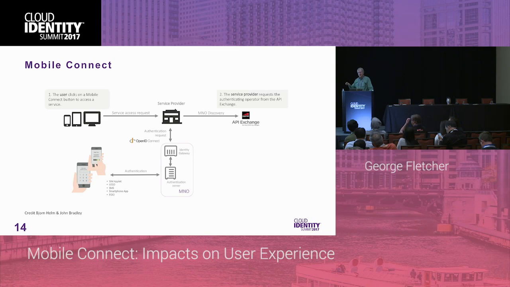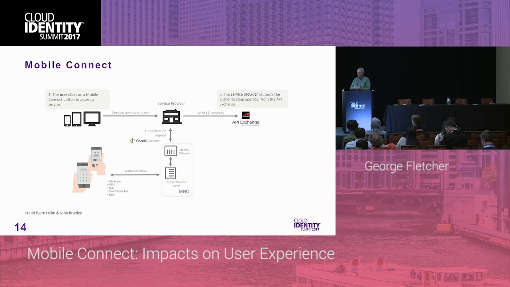The API exchange figures out who the MNO is for that user and basically redirects you back to your relying party. So there's one browser redirect: go over, enter my phone number, come back. Now the relying party knows who the identity provider is for the flow. At that point, the relying party just starts an OpenID Connect flow with the IDP.